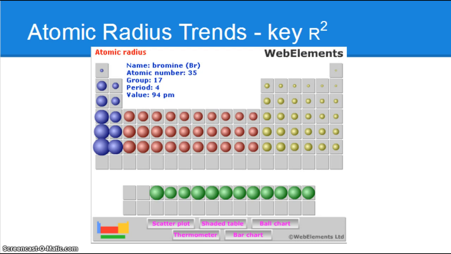What about the atomic radius? Where is the atomic radius small? So here is a picture, remember from WebElements. You can go to WebElements.com and pull this up. And as we went across the periodic table from left to right, the atoms got smaller and smaller. But when you went down the periodic table, the atoms got bigger and bigger.